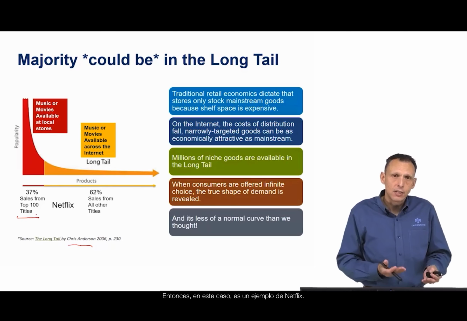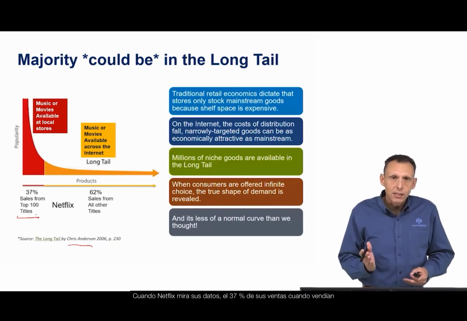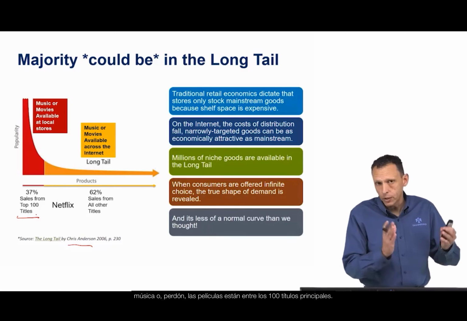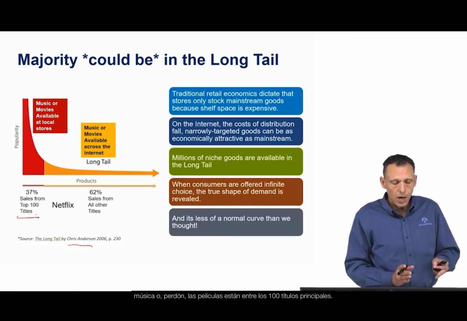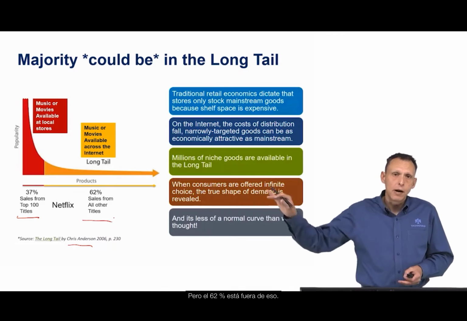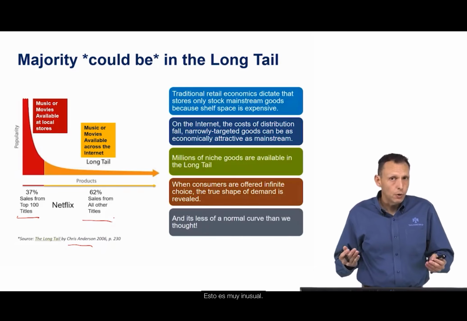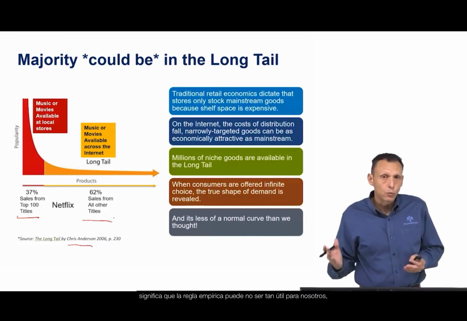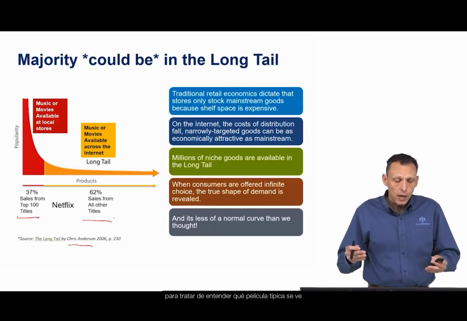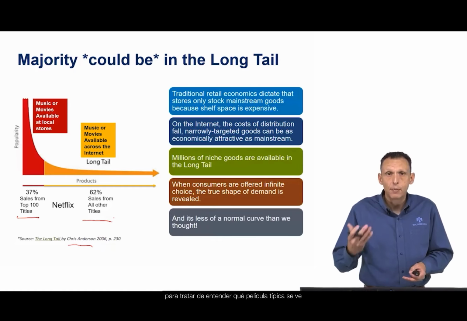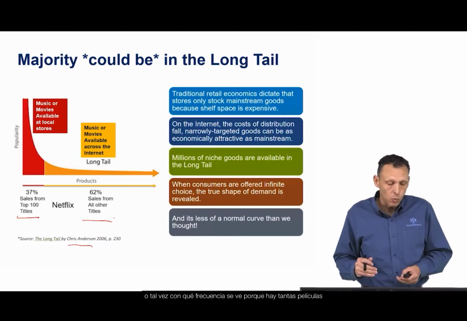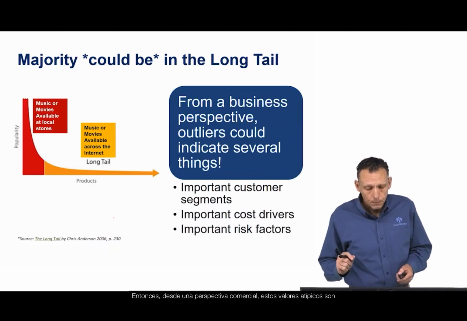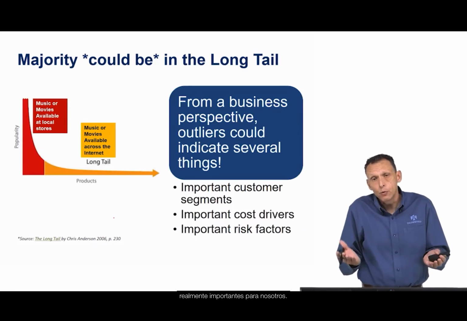So in this case, it's an example from Netflix. When Netflix looks at its data, 37% of its sales when they were selling music or movies are from the top 100 titles, but 62% are outside of that. This is very unusual, but it is more common now with internet businesses. This means that the empirical rule may not be as useful to us in trying to understand the typical movie watched, or how frequently it's watched, because there are so many movies being watched in these little segments. So from a business perspective, these outliers are really important to us.